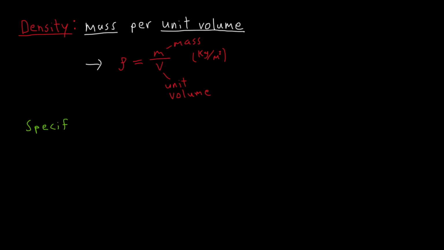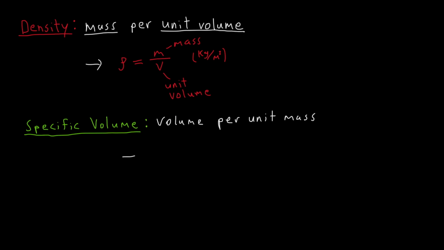Moving on, we also have another property, which is specific volume. And specific volume, again, is simply volume per unit mass. So this is where we have lowercase v equals capital V over m. And also notice here that this is basically the inverse of density. So this is equivalent to 1 over rho.